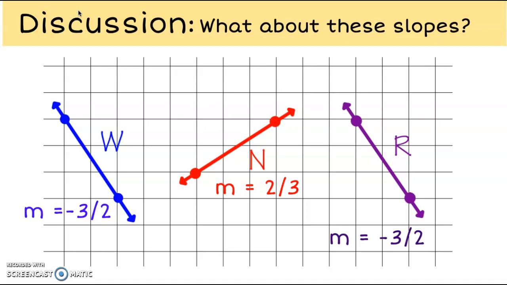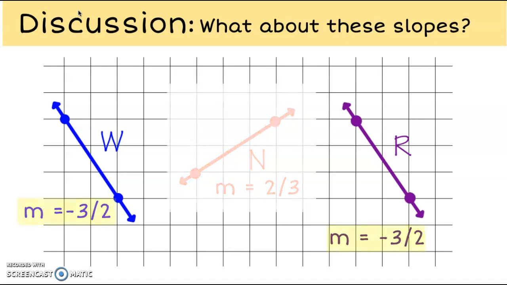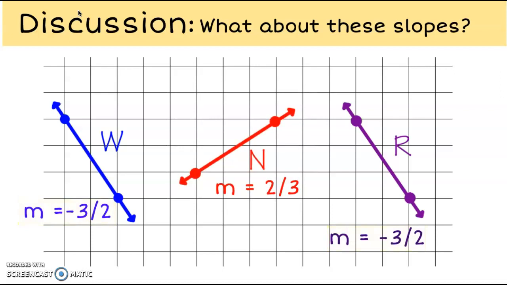You may have said w and r are the same. Can you think of a word that describes how w and r look? Parallel. You may have thought of the word parallel. Next, you may have noticed n is not the same, but it looks similar. The 2 and the 3 have switched places, and now it is positive.